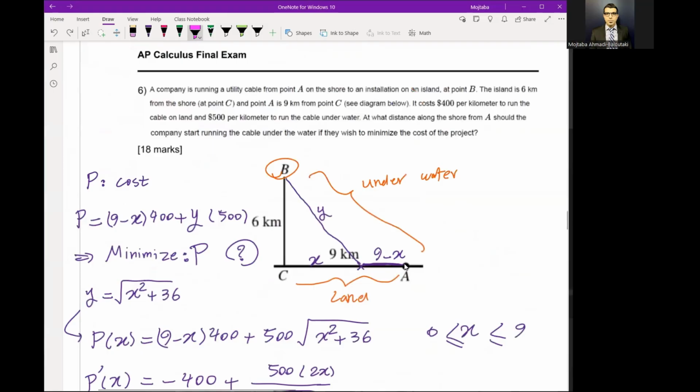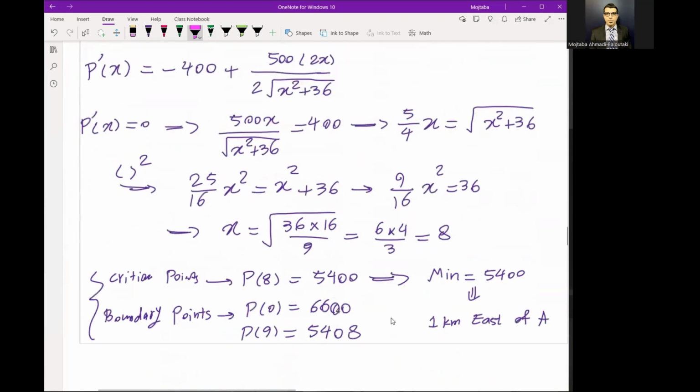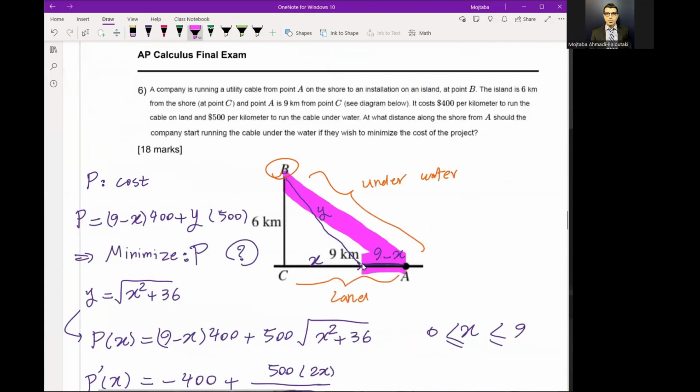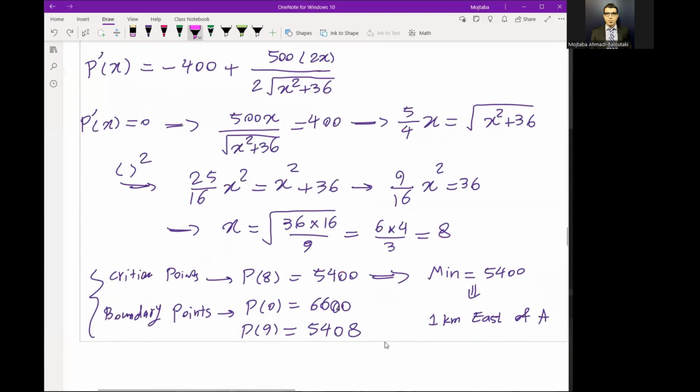But then the entire cable could be underwater. So in reality, if you were doing this as an engineering project, the project manager would probably choose this one, right? Because then you don't have to come up with two different methods, right? Land and water. You can only go with water, but you're paying more. However, in our course, we only care about the math part of it. All right, does that make sense? So this is it, the minimum value, 1 kilometer east of A.